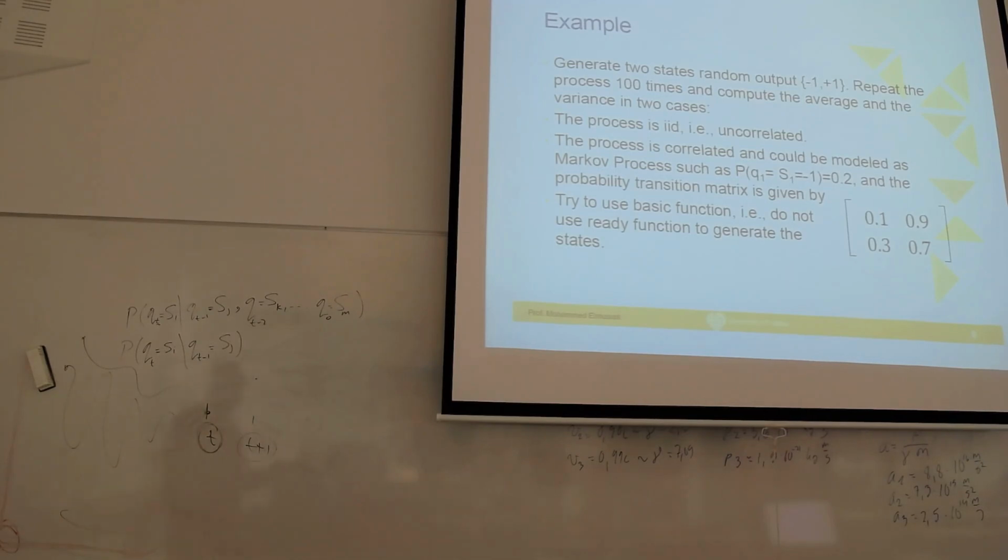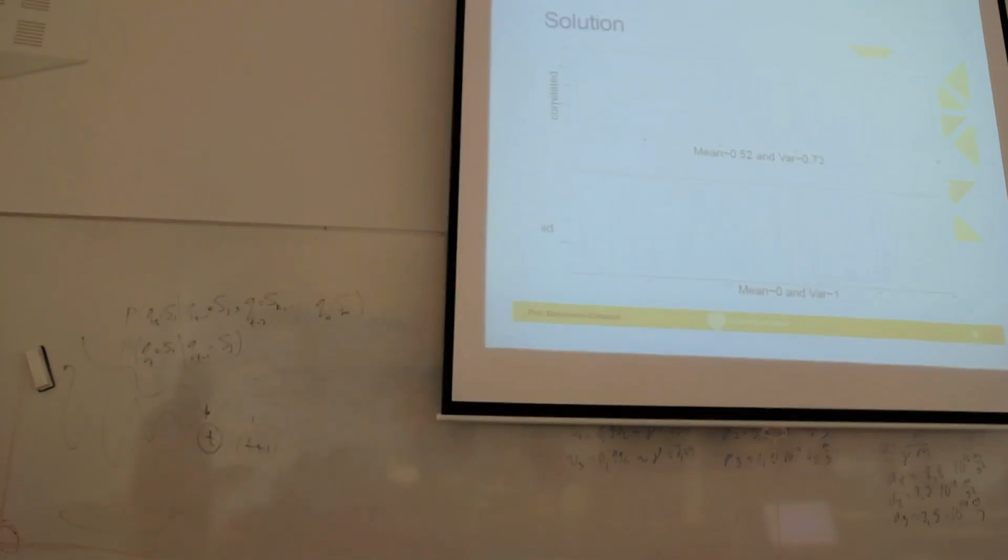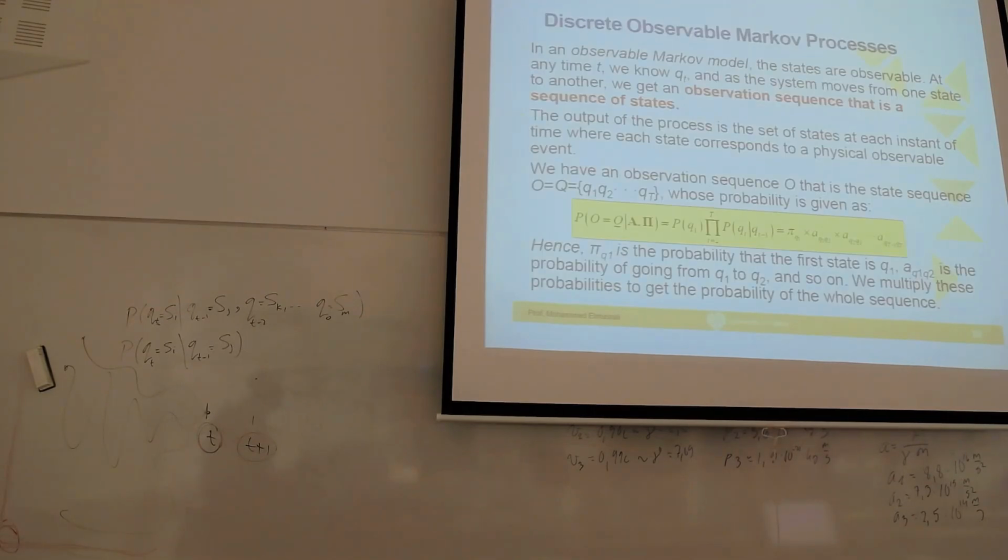This can be done very easily in Octave or any programming language. It is not that clear on the slide, but it shows how it will look. In the case of independent, identical distribution, you will have the mean equal to 0 and the variance equal to 1, and it will be equally likely. But here you can see that most of the time it is at 1, more than -1, according to the correlation properties. In that case, the mean is not 0, but 0.52, and the variance is 0.73.